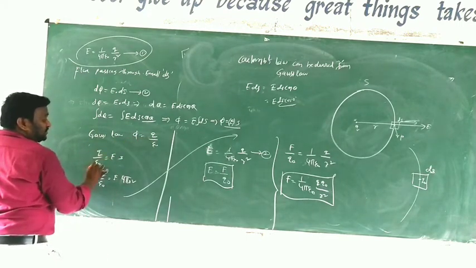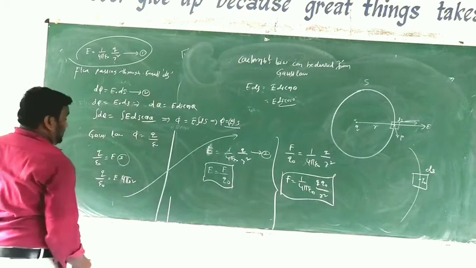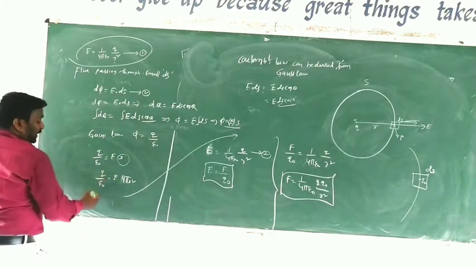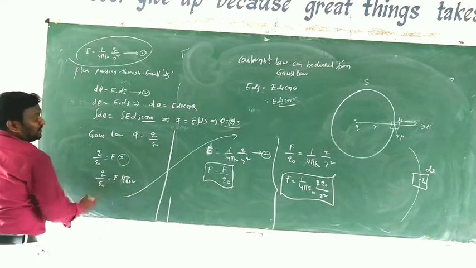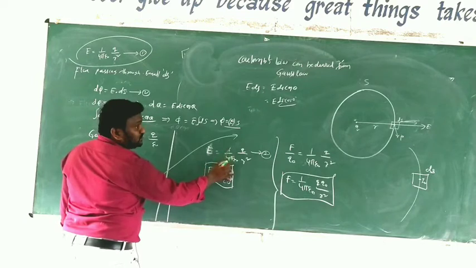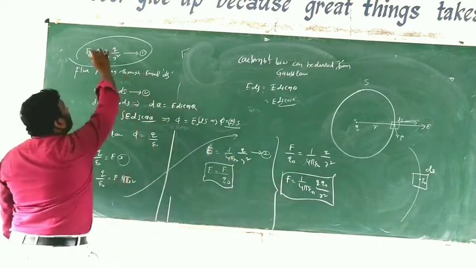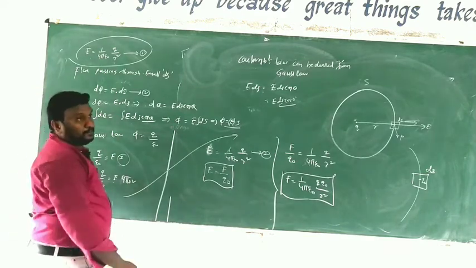Then q by epsilon naught is equal to E into S. S is the surface area of the sphere, 4 pi r square. Then q by epsilon naught is equal to E into 4 pi r square. Then what you get? E is equal to 1 by 4 pi epsilon naught q by r square. That is equation number 2. In this way we get the electric field intensity at a point.